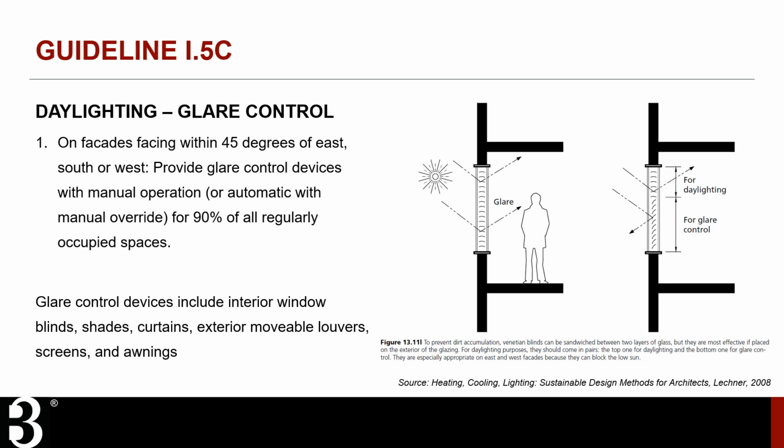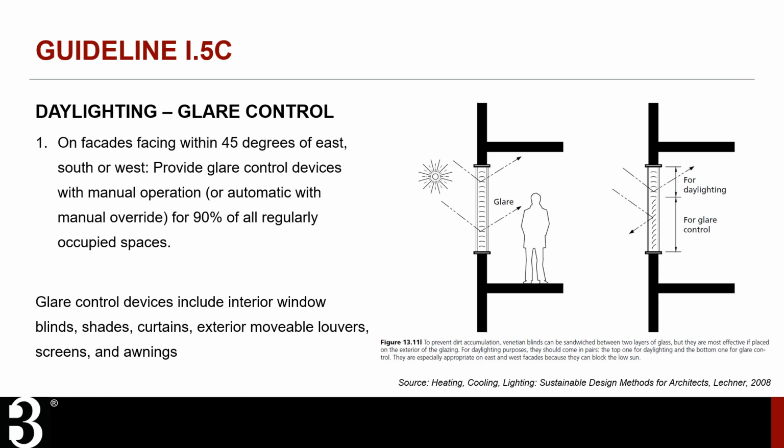Glare control devices are required to have manual controls or automatic controls with manual override. This enables building occupants to control the lighting conditions throughout the day and year, which has been identified in post-occupancy surveys of B3 projects to be an important element in ensuring occupant comfort and satisfaction. Glare control devices include interior window blinds, shades, and curtains, and exterior movable louvers, screens, and awnings.